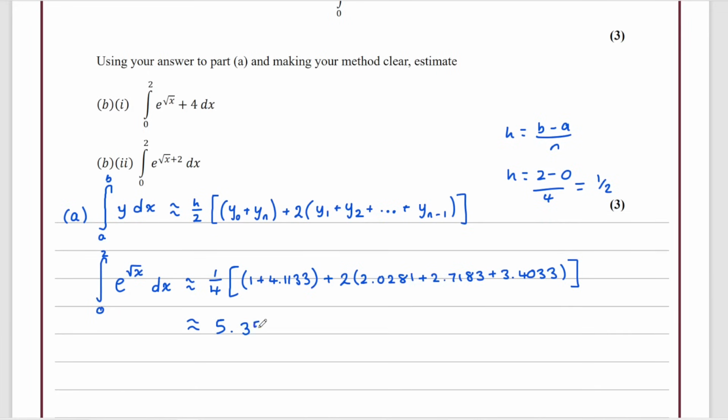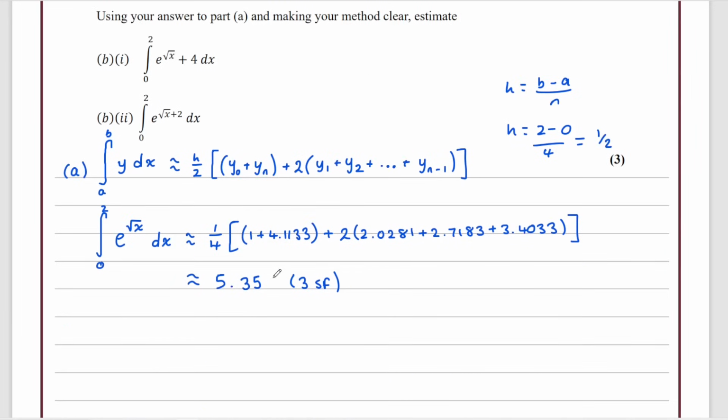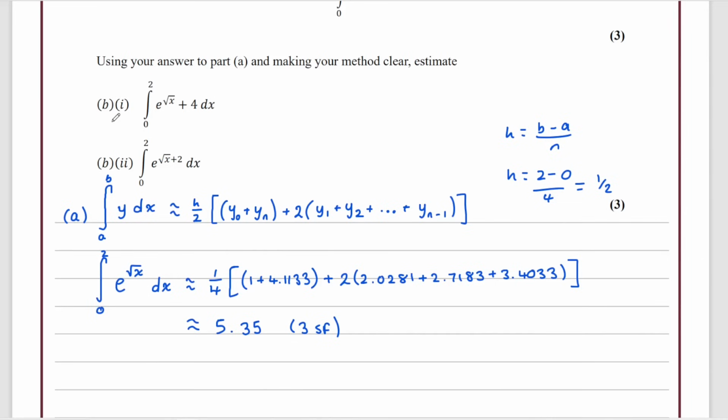5.35 there. Okay, and that is 3 significant figures. Okay, so the estimate for this integral here is 5.35 to 3 significant figures. So that's the first part complete. Now for the second part of this question here, part B, this is split into two parts. So I've got the first part here and then the second part. Now it says using your answer to part A and making your method clear, estimate these two integrals.